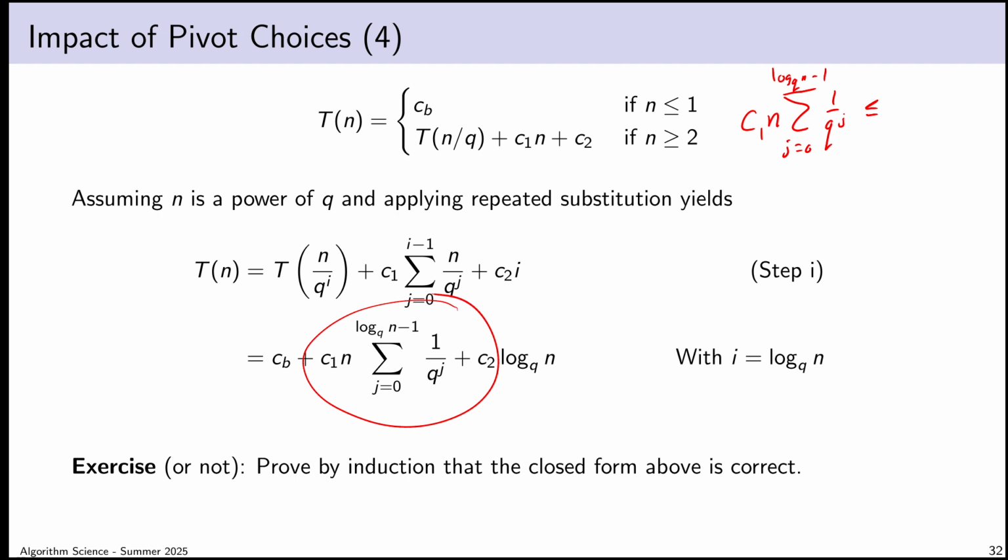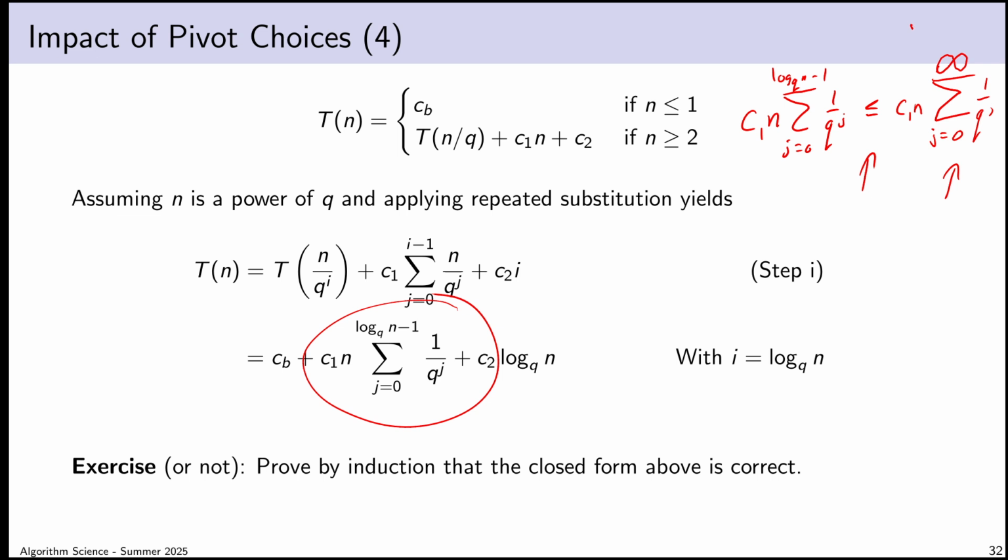Then I argue that this whole thing is less than or equal to c1 times n times this sum. Still going to be 1 over q to the j, and j is still going to start at 0, but I'm going to run the sum up to infinity. And I hope you can agree, yeah, this is definitely less than or equal to, assuming this summation converges to anything. It's weird to bring infinity into this because, aren't we all discrete math people here? Why are we talking about infinity?